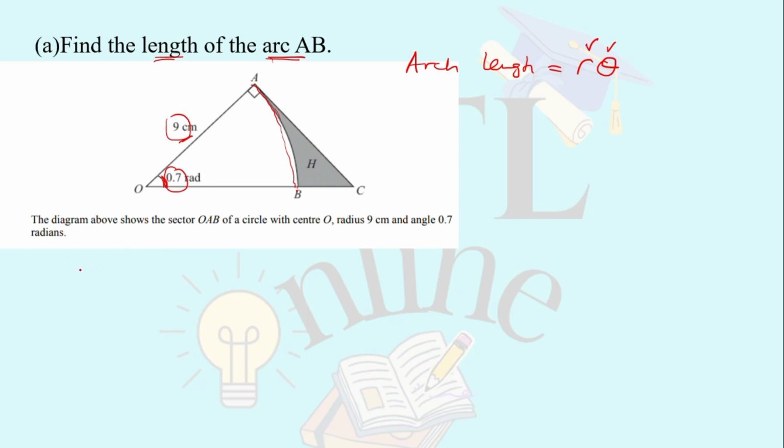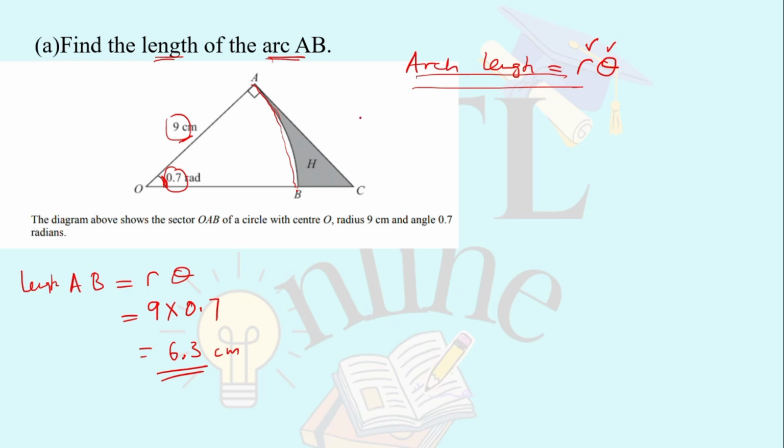So the arc length AB is equal to r theta. Let's substitute our radius, which is 9 centimeters, then multiply it by the angle, which is 0.7. Multiplying this, we get 6.3 centimeters. So this will be our arc length. This is the easy step, we just substituted into the formula. Make sure you remember this formula. It's very, very useful. And now we have successfully found this arc length.